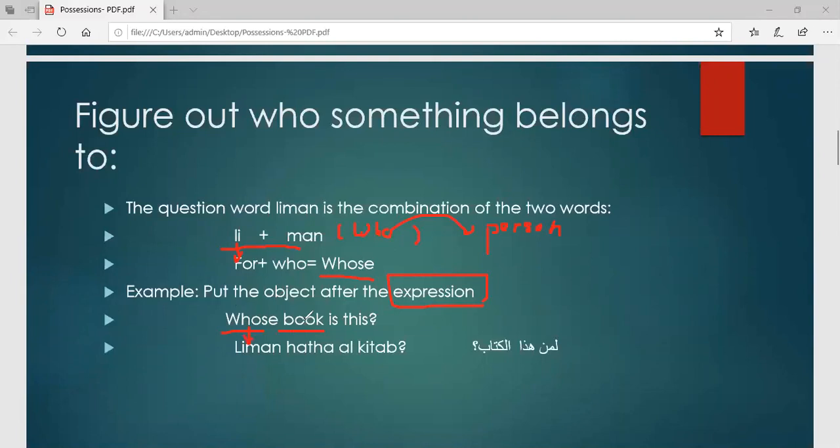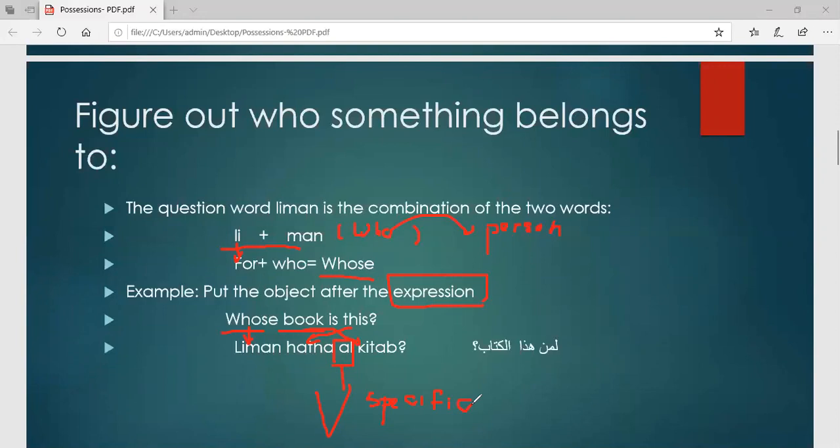What do you mean by whose? It is liman. We start with this, hadha. Book is what? Al-kitab. So liman hadha al-kitab. Why did I use here al? Because here I am not talking in general. I'm talking about a specific book. So usually we use al when you're going to talk about specific things, okay? So here he is not generalizing, he's talking about a specific thing.